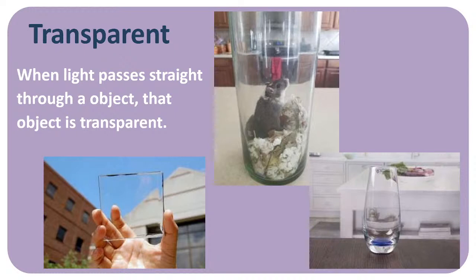Now we are going to learn about objects which are there in our surroundings. We can classify the objects in the surroundings based on whether they allow light to pass through them, whether they have that ability of allowing light to pass through them. We can classify them as transparent, translucent and opaque objects. Let us see these pictures.